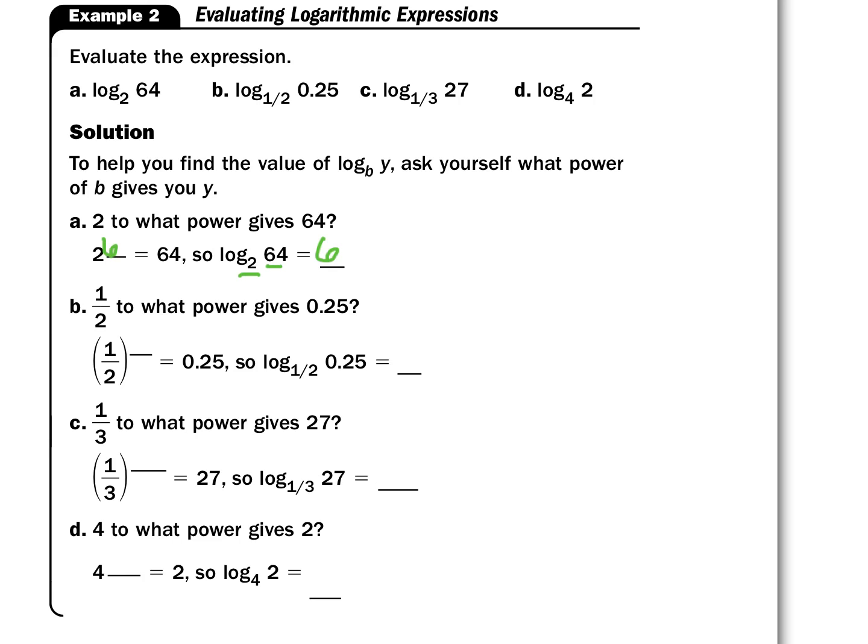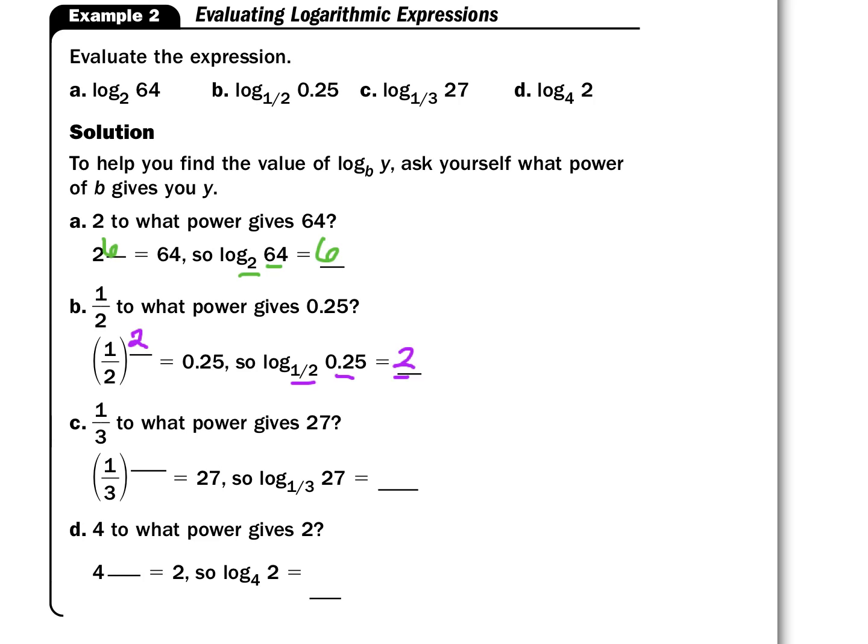Okay, 1/2 to what power gives 0.25? Well, 0.25 is 1/4, so 1/2 times 1/2 is equal to 1/4. So 1/2 squared equals 0.25. So log base 1/2 of 0.25 is 2, because 1/2 raised to the 2nd power gives us 1/4.